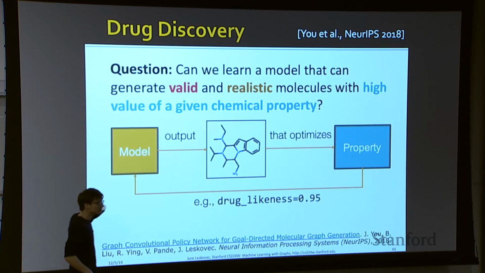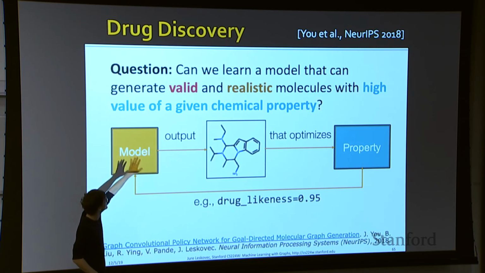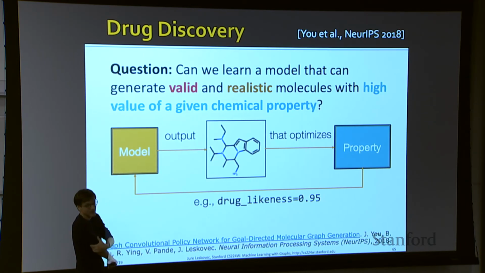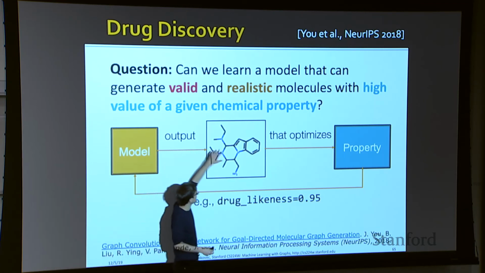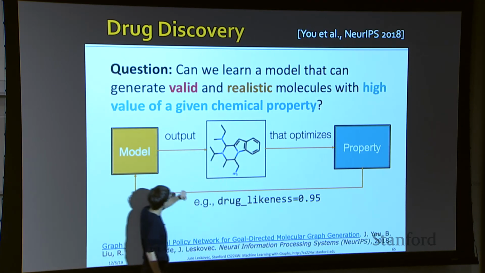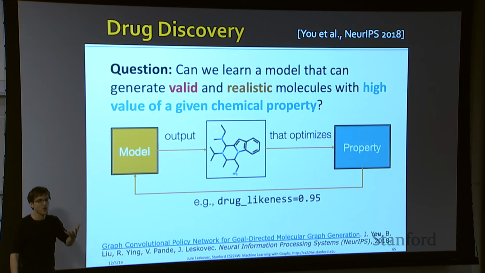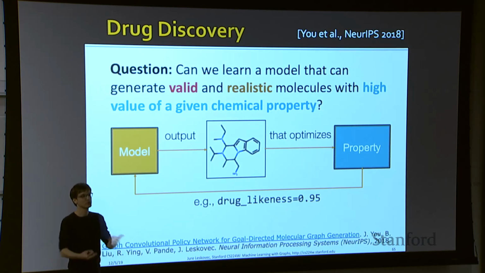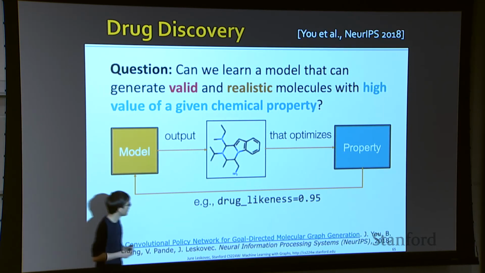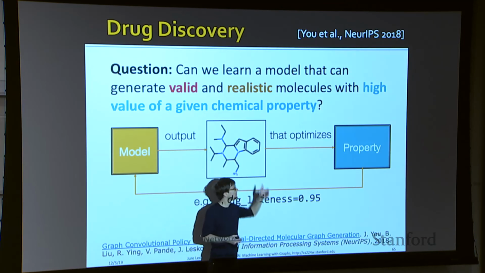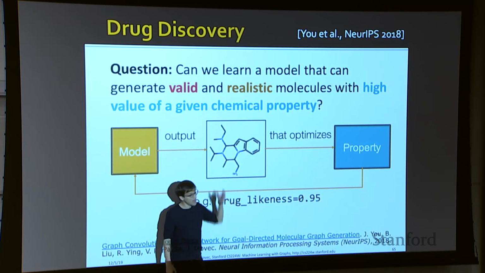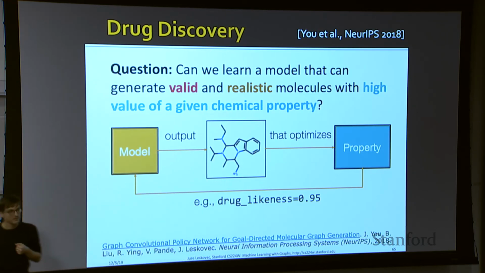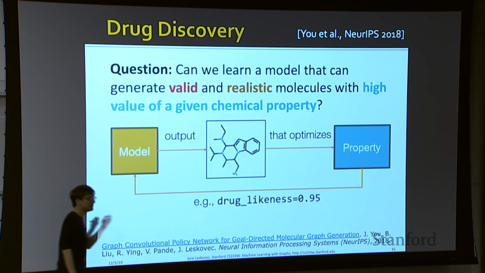right? Where you would like to say, I want to generate molecules that are valid, that are realistic, right? Valid means they obey the rules of chemistry. Realistic means they look like real molecules and they optimize some property. For example, they are not toxic, right? So I would like to generate graphs that are chemically valid, that look like real molecules, and that optimize a certain chemical property, right? And it turns out that you can do this.